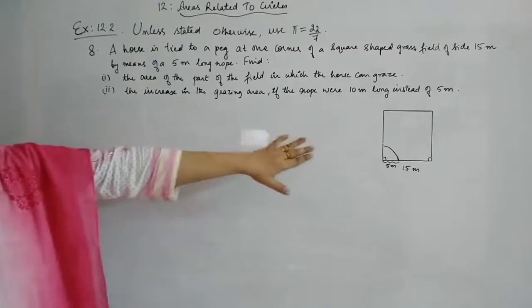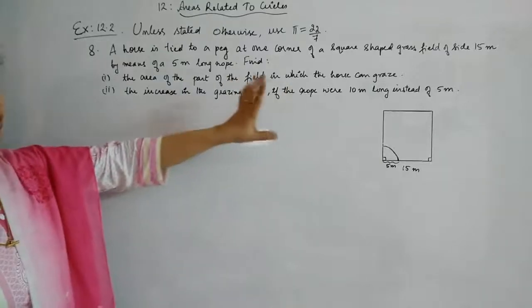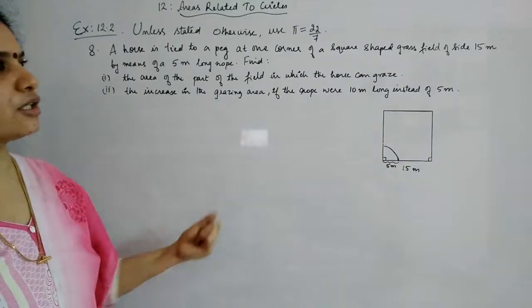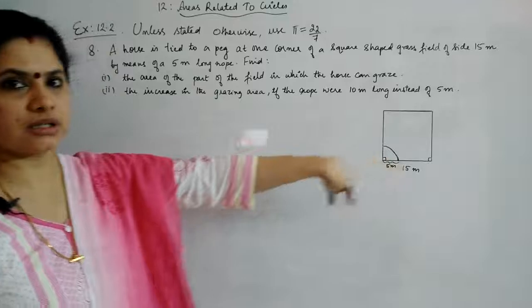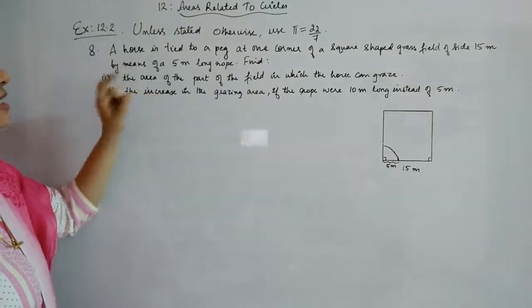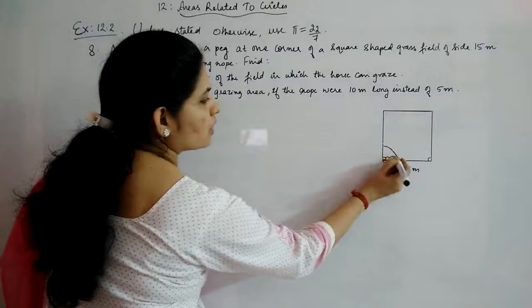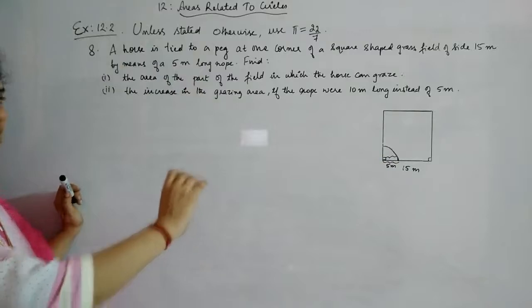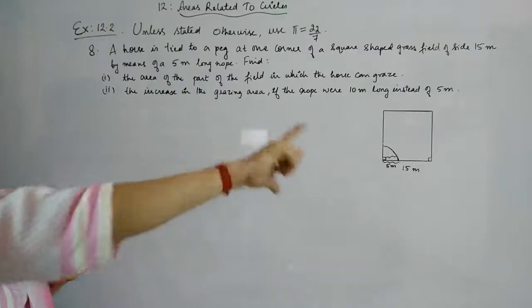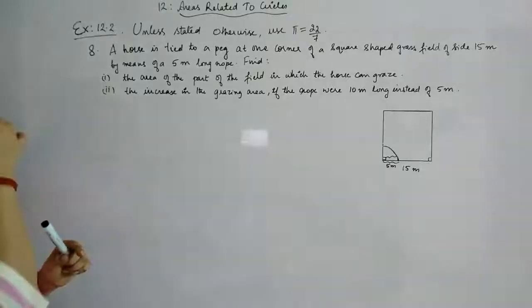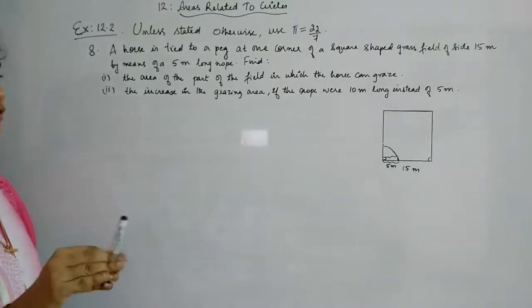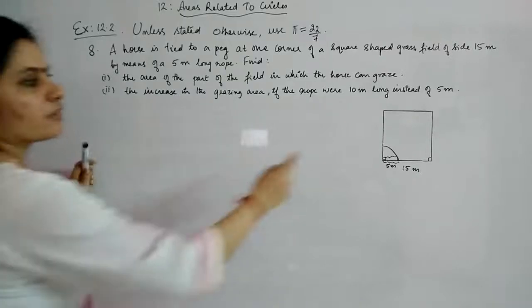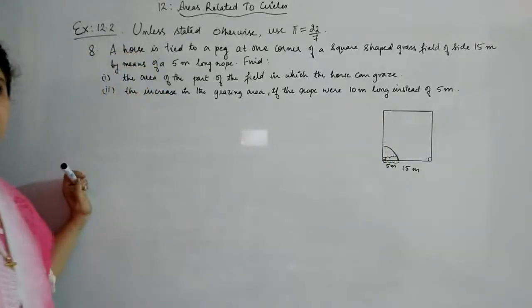First we are taking a square shape, as a square shaped grass field is mentioned here. One side is given to be 15 meters, so every side is 15, and the horse has been tied with a rope which is 5 meter long. That means the total extension is 5 meter, and when you revolve it like this, it will form a sector with 90 degree as the angle subtended by the arc at the center of the circle.